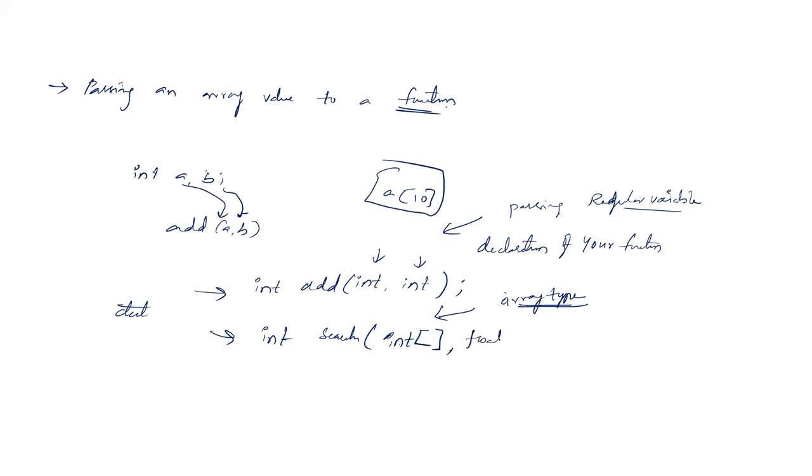If you want to pass another float array, sir, I want to write along with a variable. You can write along with a variable. How to write along with a variable? int search, int a of open brace close brace, float x of open brace close brace. No need to mention any size, no need to tell the compiler the size.